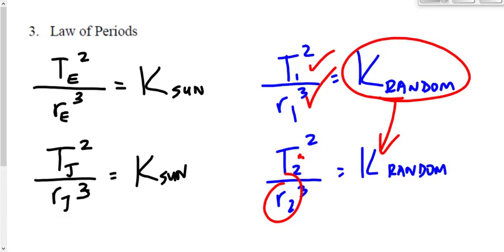All right, we're missing the big question though. Why? We said that this describes really nicely how the planets revolve around the Sun, but why?